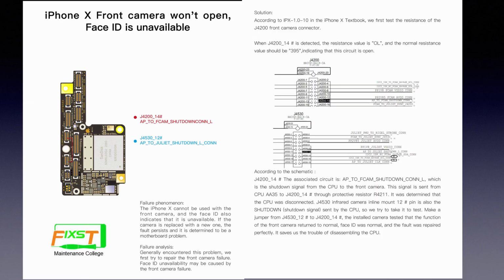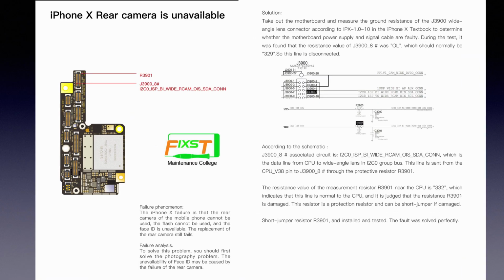The FaceTime camera becomes normal and the Face ID is also normal. This problem is finished. So when you meet this problem, it saves us the trouble of removing the CPU. If you know more about the theory, you will know more about the easy way to repair the phone. Okay, showing you guys the next case.